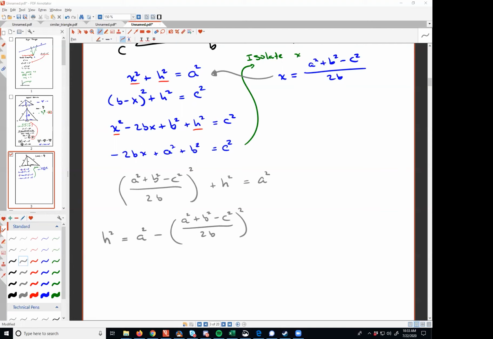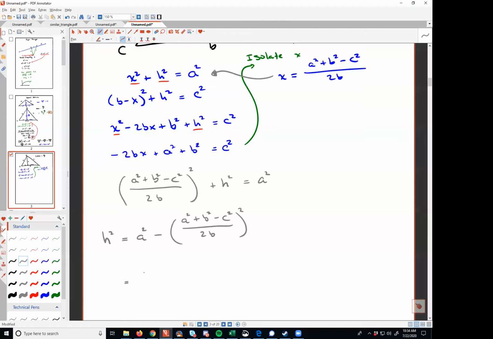What can we do with the difference of squares? Think back to your algebra. If I said x squared minus y squared, what could you do with that? I could break it down into x minus y times x plus y. Yes, you can factor it into a sum and a difference.